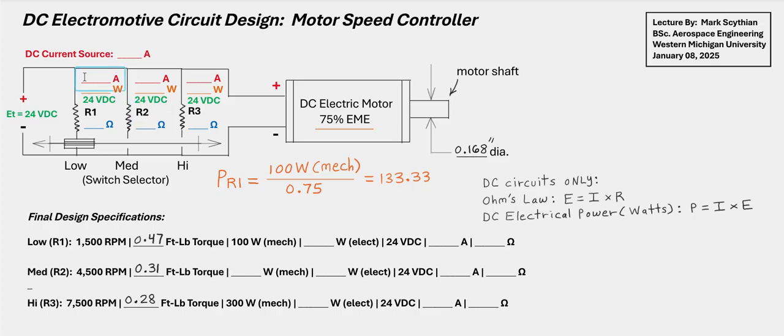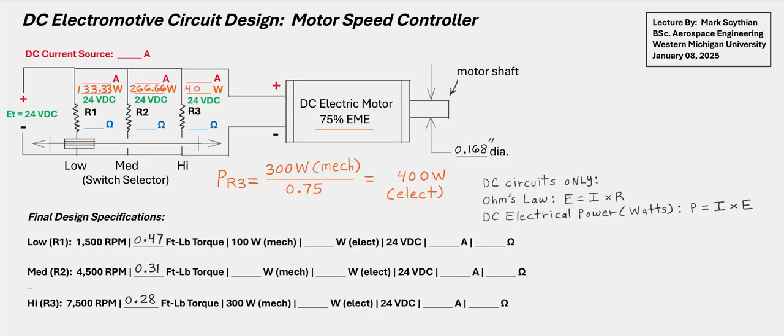Now, if we're going from the electrical to the mechanical, the electric motor is a device to convert electrical power to mechanical power. So we would simply multiply the electrical power times 0.75 to get the mechanical power output. But because we're going in the reverse direction, we want to know the electrical power required to provide a certain amount of mechanical power based on the electromotive efficiency of the motor. We can then divide by the efficiency. So we get 133.3 watts of electrical power at R1, or the low selector setting.